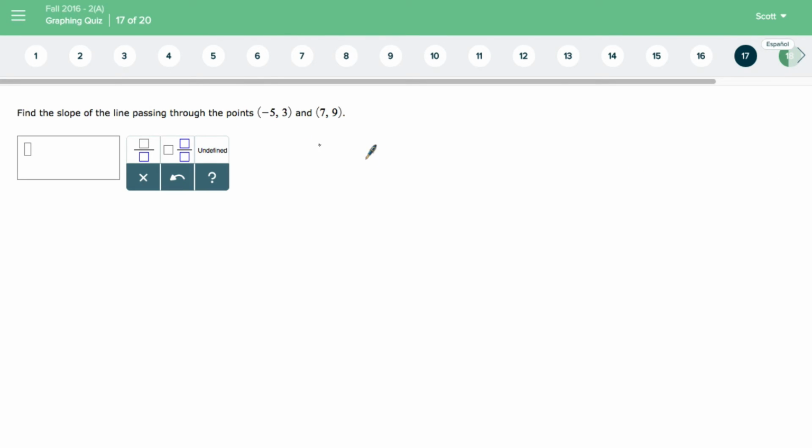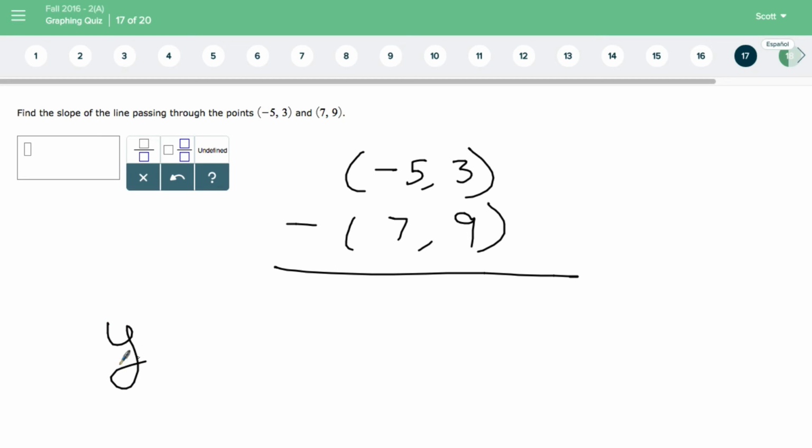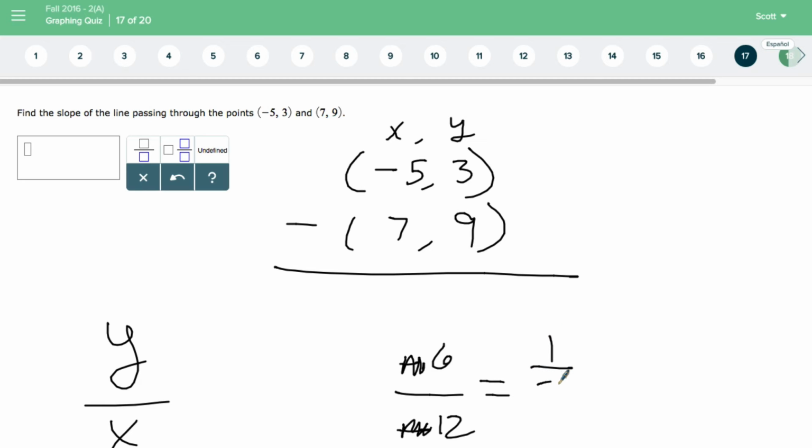In this one, we want to find the slope of 2 points. Well, to do that, we do negative 5, 3, write them on top of each other, 7, 9, and then subtract them. And we want our answer to be y on top, x on bottom. So let's do the y's. Remember, this is x, y. What's 3 minus 9? That's negative 6. It's negative 5 minus 7. That's negative 12. The negatives will cancel out, giving me 6 over 12, which is the same thing as 1/2. And so that's my slope, 1/2.